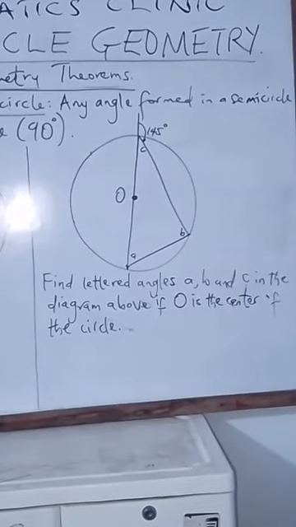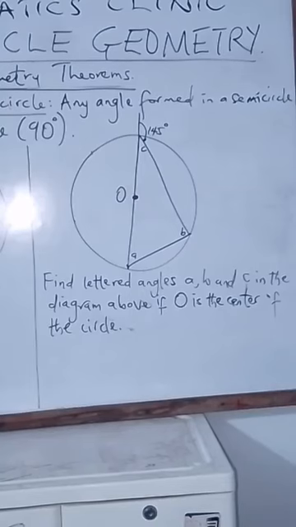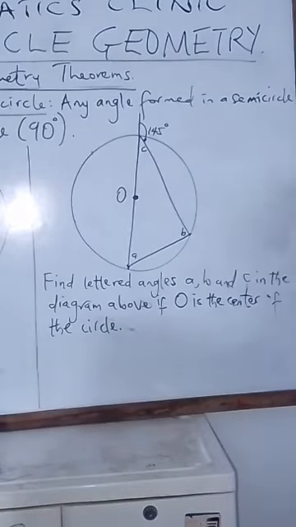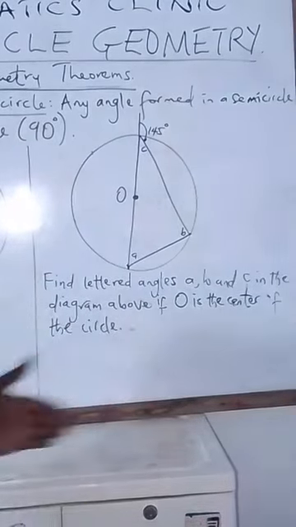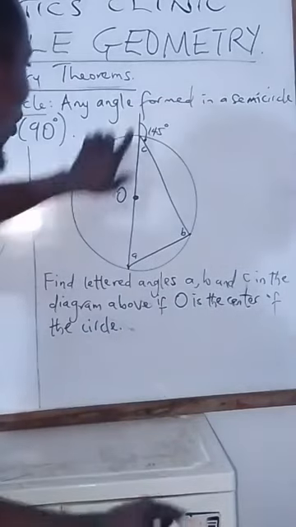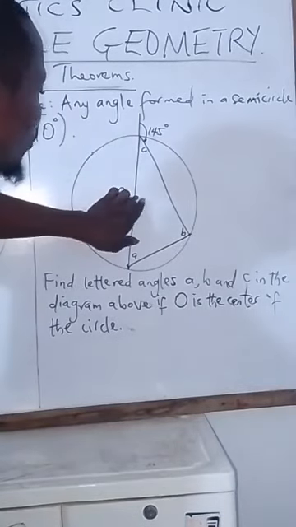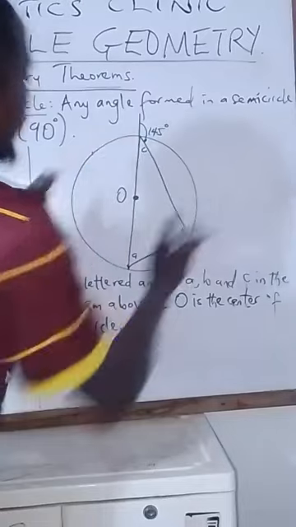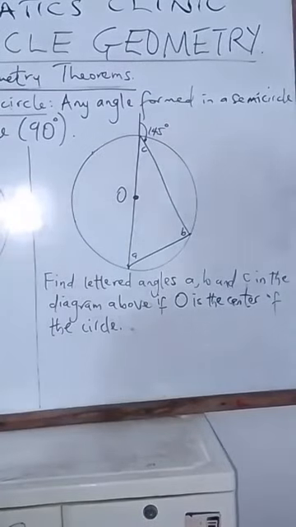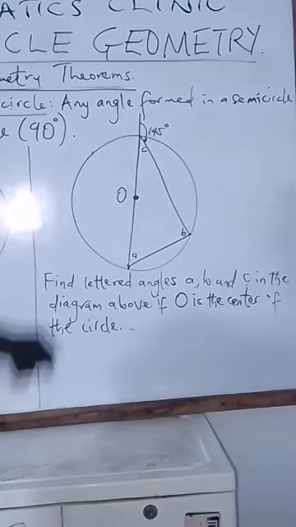Question says, find the lettered angles A, B, and C in the diagram above if O is the center of the circle. Remember I told us that any line that runs through the center of a circle and touches 2 points on the circumference divides the circle into 2 semicircles. So the line here is running through O, meaning here are 2 semicircles. And the circle theorem says angles in a semicircle is a right angle.